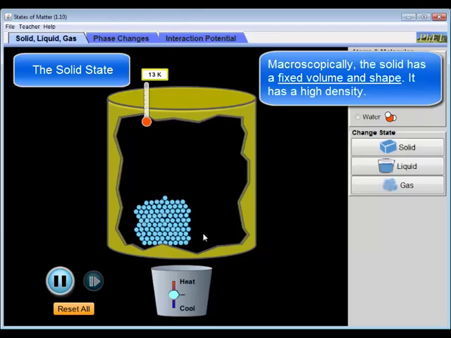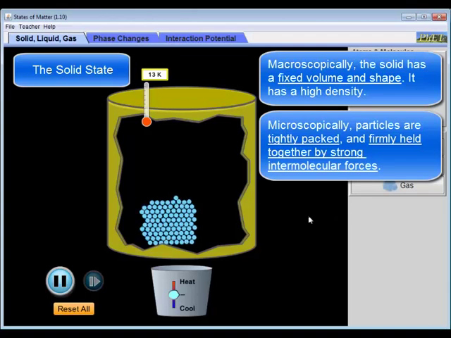Alright, so these are the three things we're going to have a look at, and we're now going to take a closer look at the microscopic reasons behind these observations. So firstly, if we're looking now at the particles, we can see that they're very tightly packed. And the reason for this is that they're held together by very strong intermolecular forces.